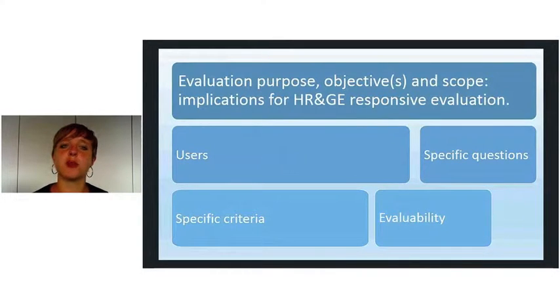Next, for the section of the report describing the evaluation purpose, objectives, and scope. This should describe what human rights and gender equality considerations were included in these elements of the evaluation itself. Any specific criteria, evaluation questions related to human rights and gender equality should be included here, as well as a discussion of the evaluability of these in the intervention. Of course, inclusion of these elements, again, depends on the extent to which human rights and gender equality were in fact integrated into the design and implementation of the evaluation from the beginning.